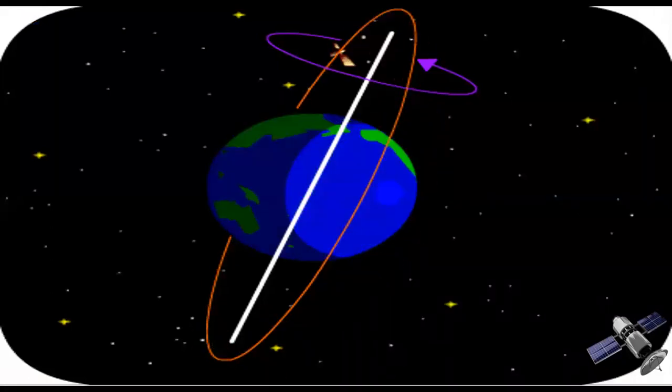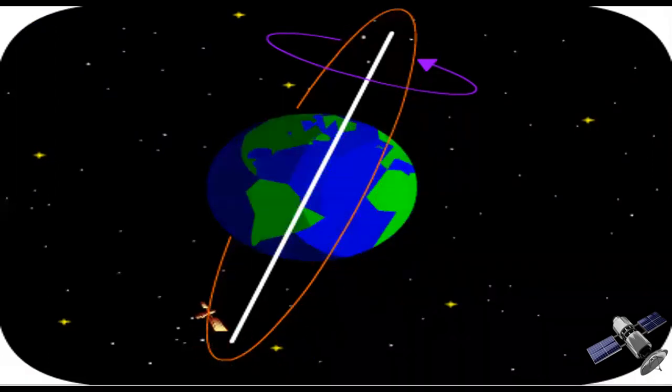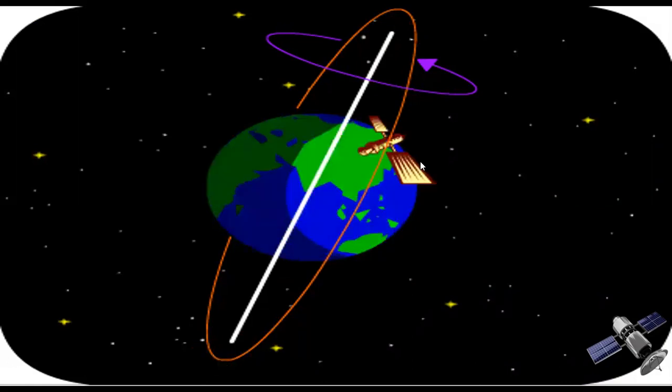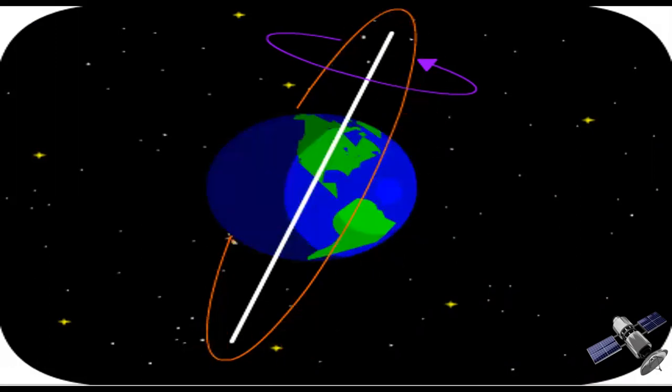Just see how the satellite keeps on moving from north to south, and as the Earth also rotates on its axis, the satellite covers the whole Earth. In this way, the sun synchronous satellite covers the whole Earth in around 22 days.